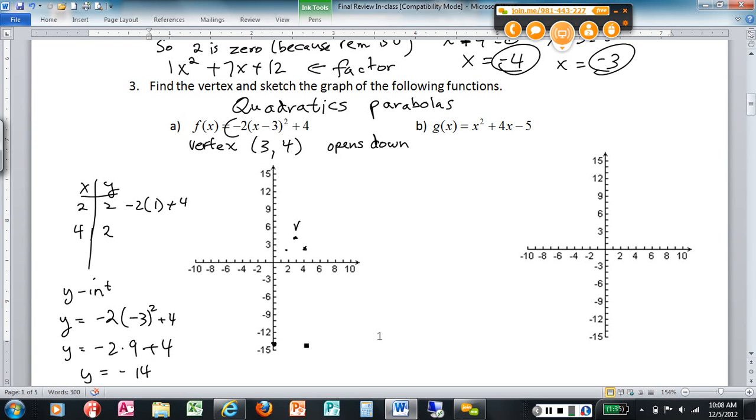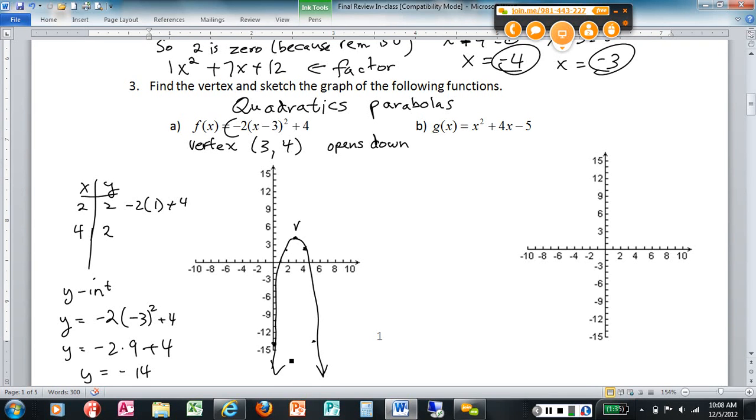And then also by symmetry, I know there's another one about the same distance away over there, from the vertex. So yeah, those give me several points to grab. Okay, that's how we did those.